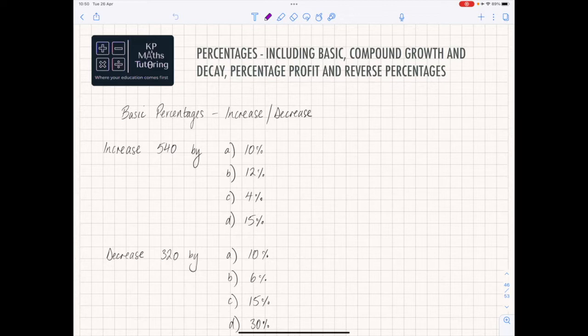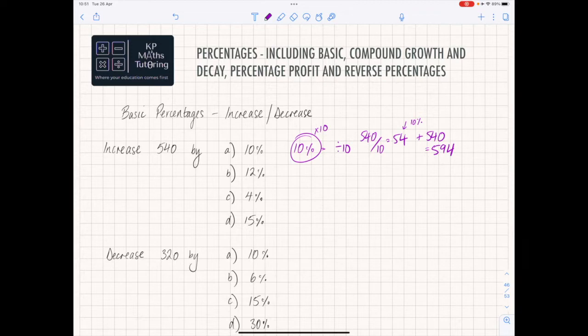Okay, so let's just look at the basics here. A couple of ways we can do this. So increase 540 by 10%. So to find 10%, you could just divide by 10, right? So 540 divided by 10 would give you 54. The reason you divide by 10 is because 10 goes into 100 10 times, so therefore that's why you divide by 10. So 54 is 10%, and then you would just add that to 540, and you'd end up with 594. Okay, now it becomes a little bit harder when you have things like 12% here, 4% and 15%.